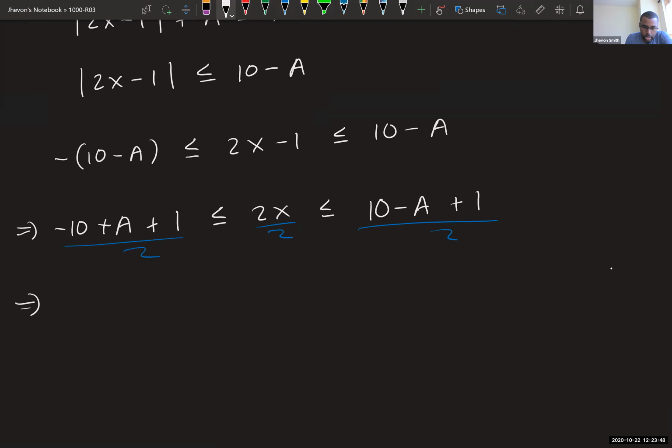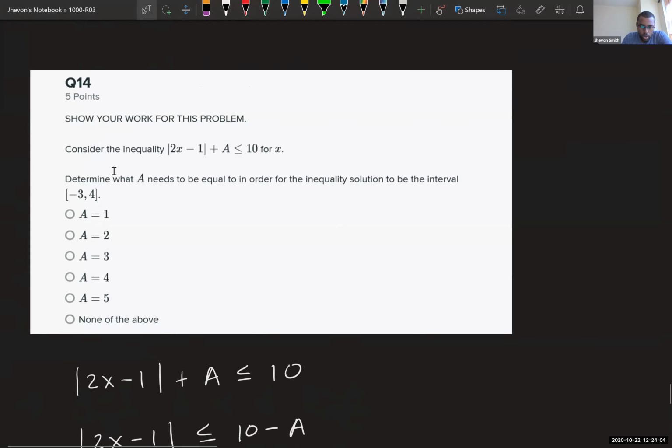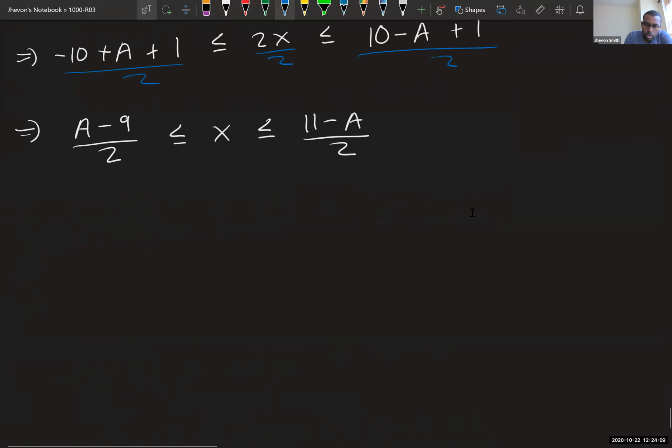So I would get here a minus 9 all over 2, and here I would get 11 minus a all over 2. And we were told what we want the answer to be. We want this to be minus 3, and we want this to be positive 4.